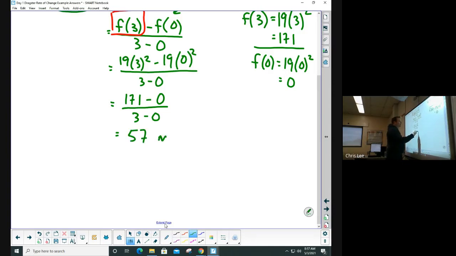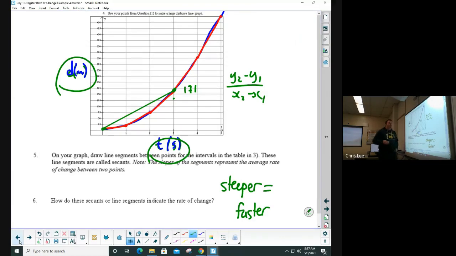And then what you got and plugged into the calculator was the exact same value. Okay? So that was finding the rate of change of that function. And it says that the average speed between 0 and 3 is 57 meters per second.